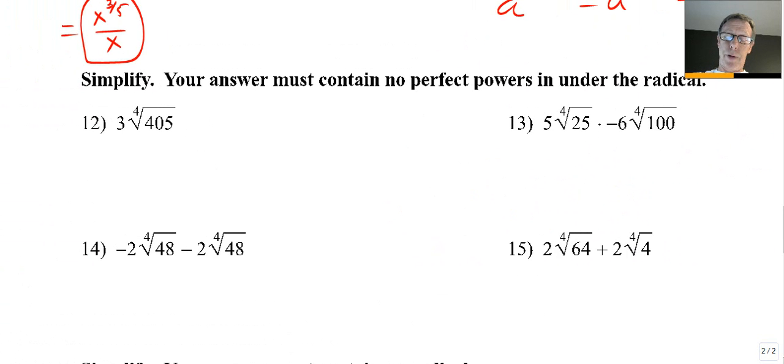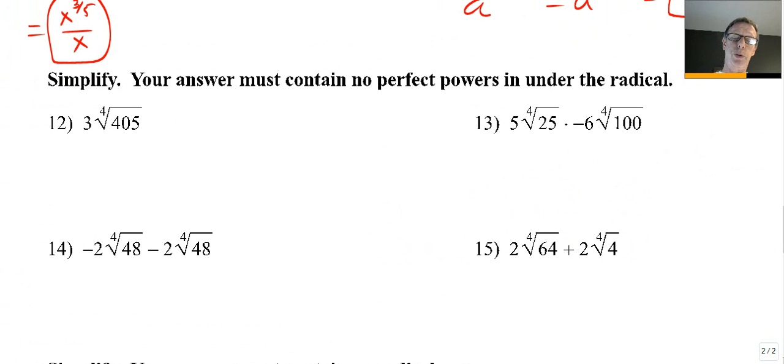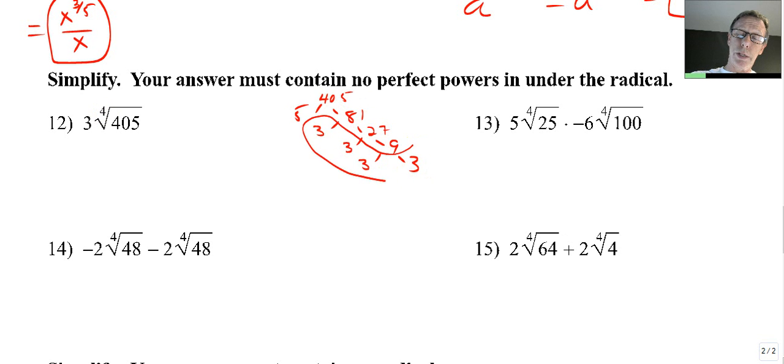Next one is to simplify radicals. What I need to do is a factor tree on 405 to see what perfect powers I can pull out of that. So let's go ahead and do that here, 405, and let's do a factor tree. So 5, and I would have 81. Then 81, I'd have 3, and that'd be 27. That'd be 3 and 9 and 3 and 3. What I'm looking for is perfect fourth powers, and you can see that we actually have 4 3s.